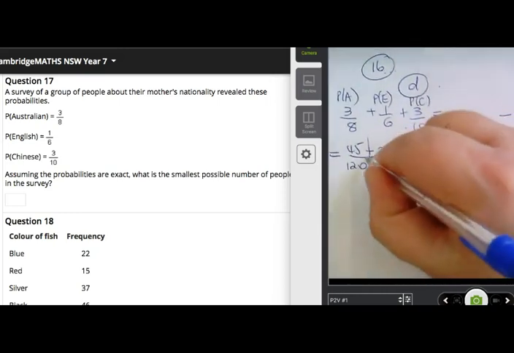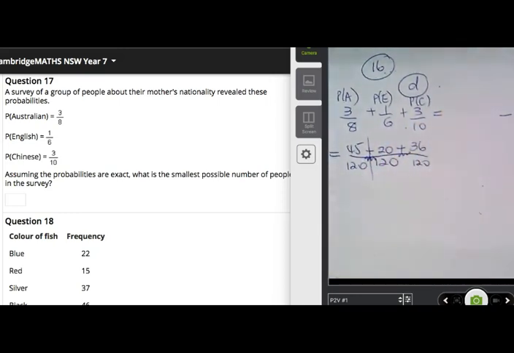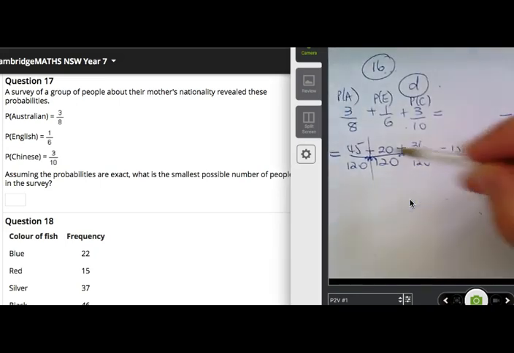So, sorry, I should just have one fraction, like separate fractions. Now, assuming that the probabilities are exact, what is the smallest number of people? What have we got? 120. So these are 3 separate fractions.